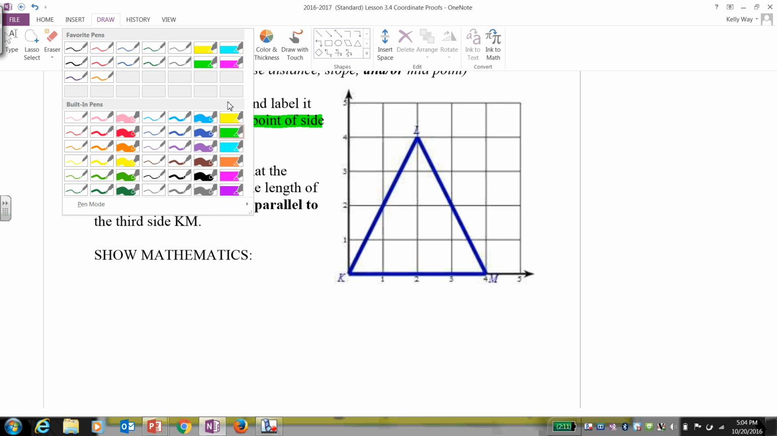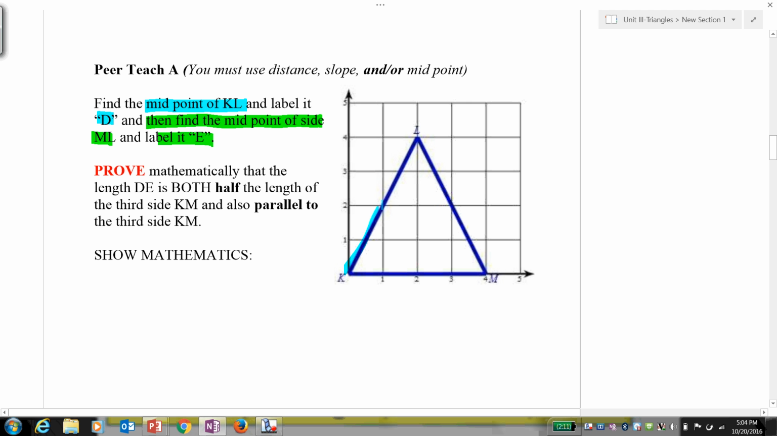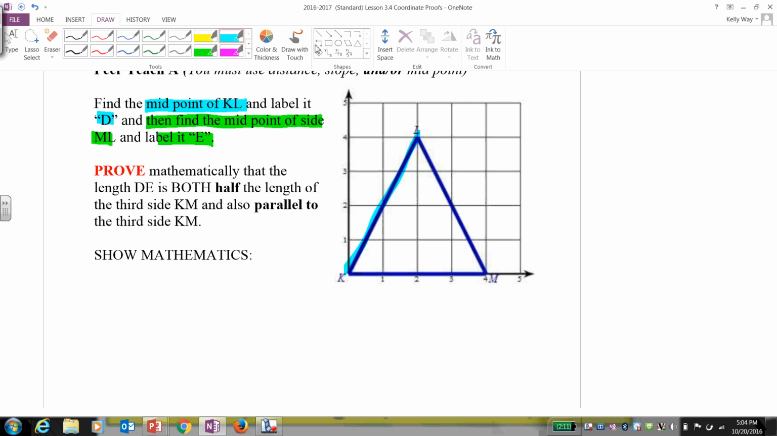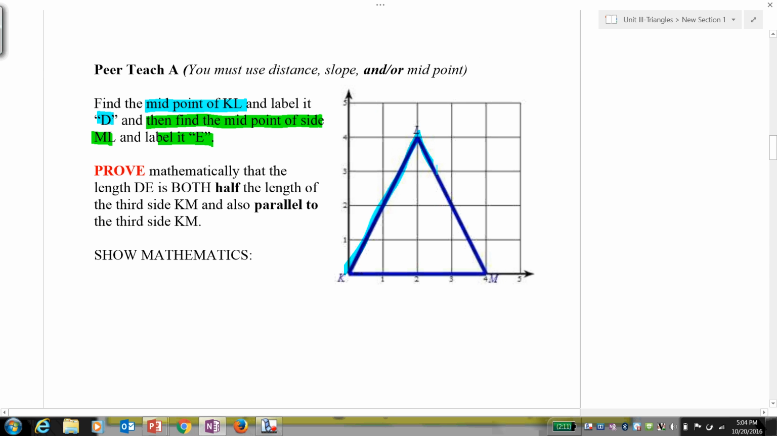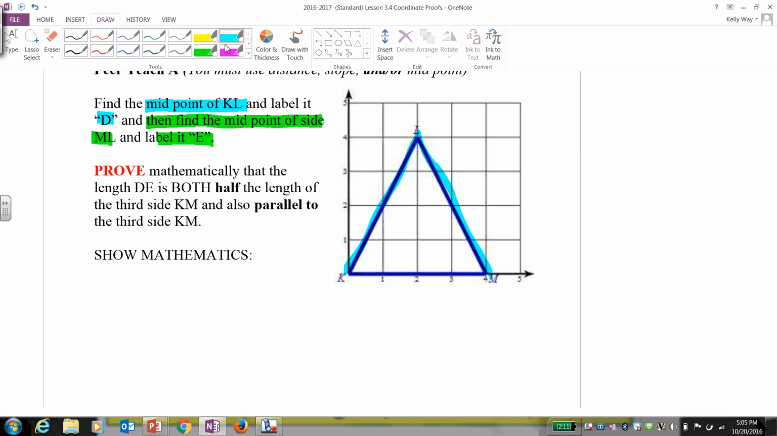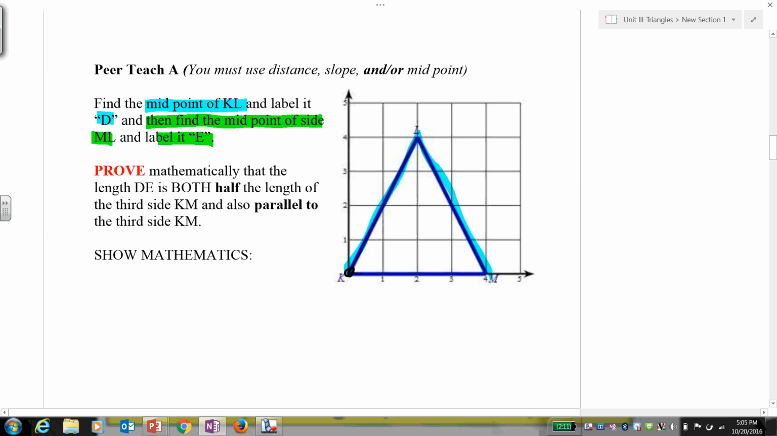So we're going to find the midpoint of KL, and then we're going to find the midpoint of ML. And you can't just eyeball it. We're doing a coordinate proof. You have to do it numerically. So first, let's get our numbers on here. K is at 0, 0. L is at 2, 4, and M is at 4, 0.